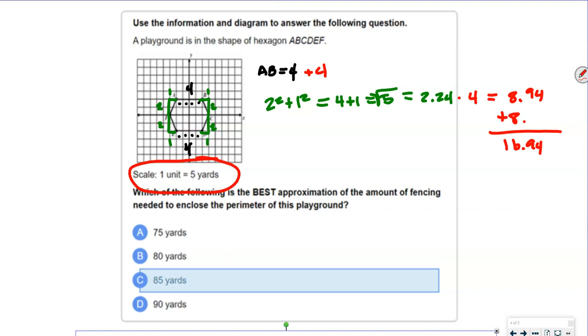So, and it should have given you a big hint when you got to this point that, wait, something's wrong, because I don't get any of those answers. So we have to multiply that by what? Yep, you guys got it. We got to multiply that times 5, right? So if we multiply that times 5, wait, let me do that again. 16.94 times 5 is 84.7, which is basically 85 yards, okay?